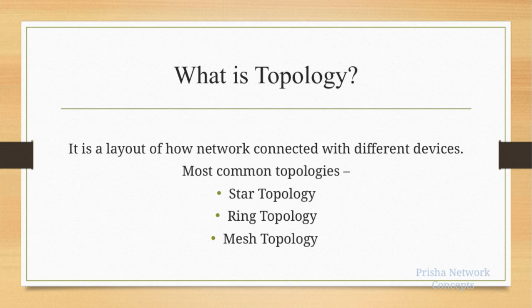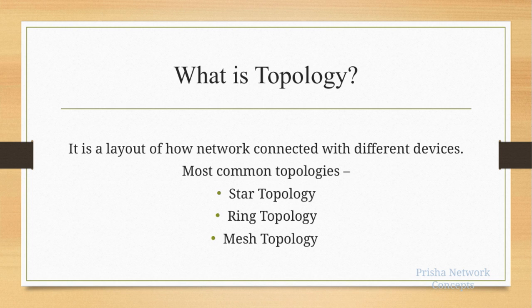Here, we're exploring how devices connect within a network, which is essentially the layout or structure that links different devices together. Understanding this layout helps us grasp how data travels and how networks function efficiently. Most common topologies include the star topology, ring topology, and mesh topology. Each of these has unique characteristics that make them suitable for different situations, and we'll dive into those shortly.